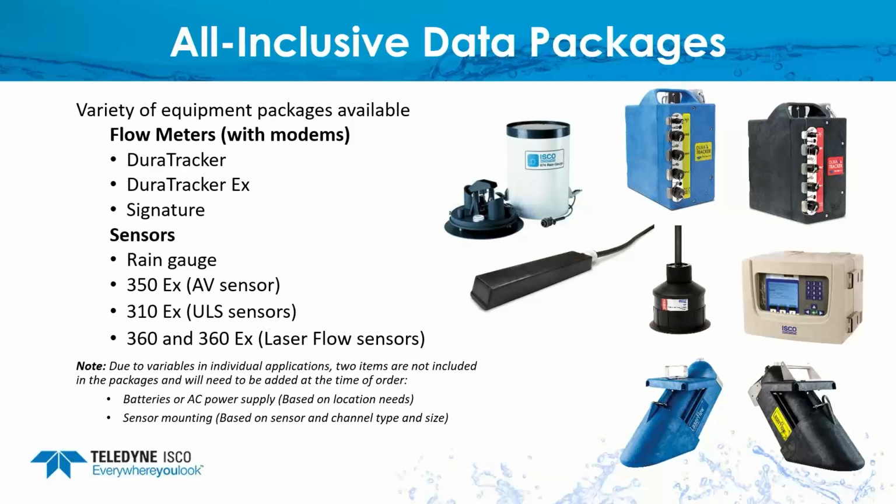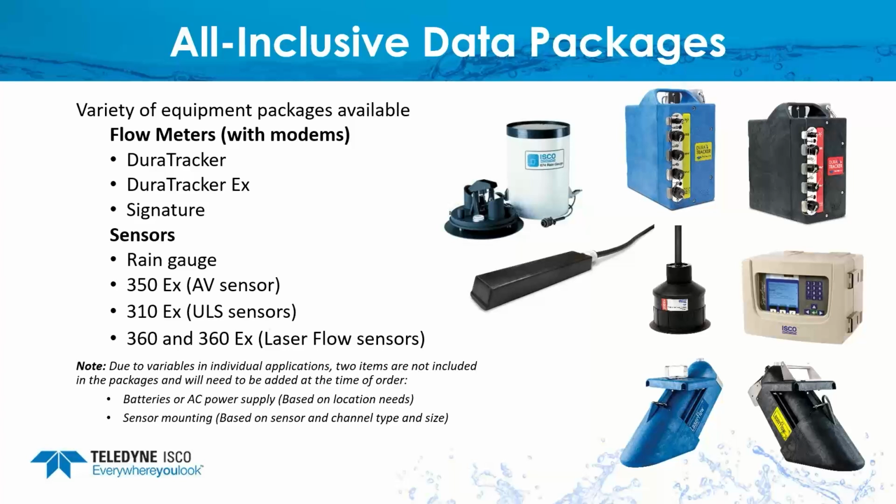And the sensor mount. We don't know what kind of pipe you're going to put these in. So as far as your application goes, are you going to be mounting this in a square culvert or a round pipe, or maybe you're going to be hanging this over a bridge? The idea here is we're going to leave that option open at the time of ordering. So those are the two things we're going to need to know when you order: we'll have to add batteries or an AC power supply to the package, and what type of sensor mounting you plan on using. Those are two things that are not going to be included in the packages. I just wanted to point that out. But otherwise, everything you see here on the screen, we will have available for you to use for whatever project you may come across.